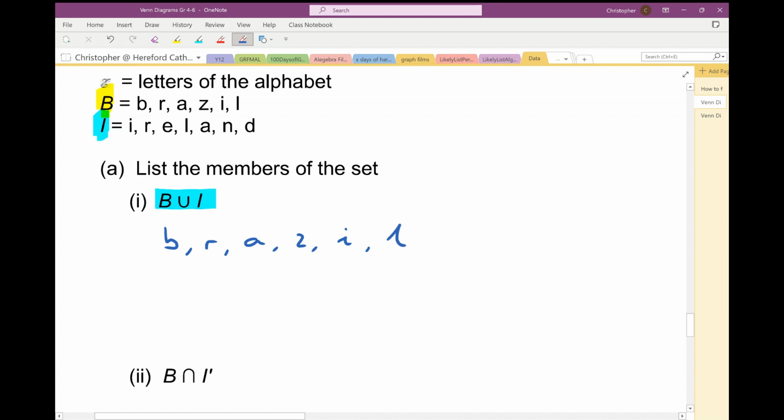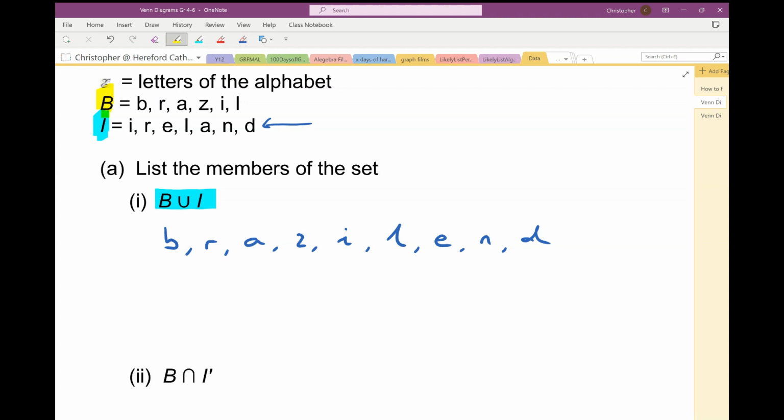What else is there? Let's look at the letters of Ireland. Well, there's the I, I've already got that. There's the R, I've already got that. There's the E, I haven't got that yet. There's the L, I've got that. There's the A, I've got that. There's the N, I haven't got that yet. And there's the D, I haven't got that yet. Okay. Right, so let's have a look at part 2.